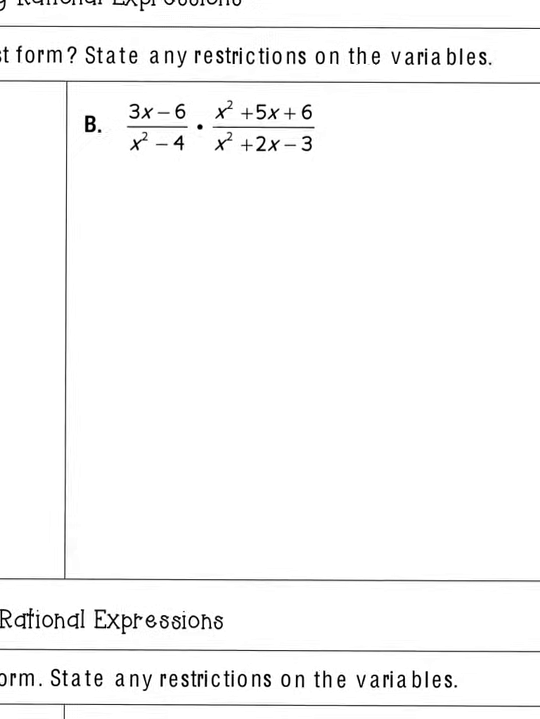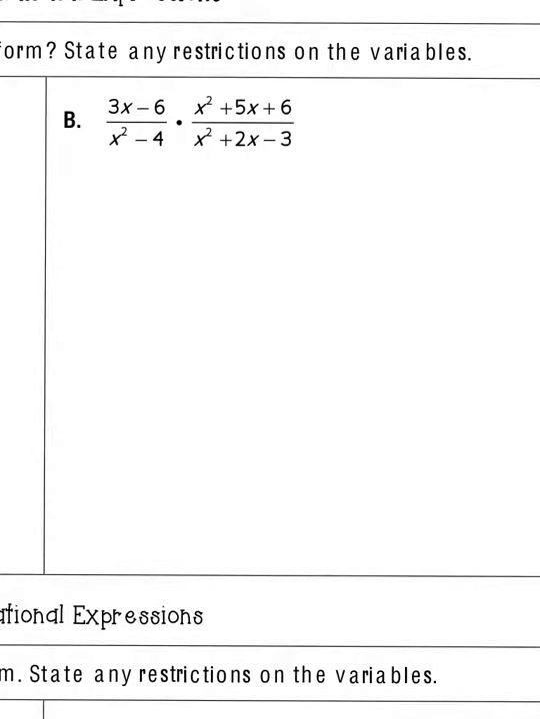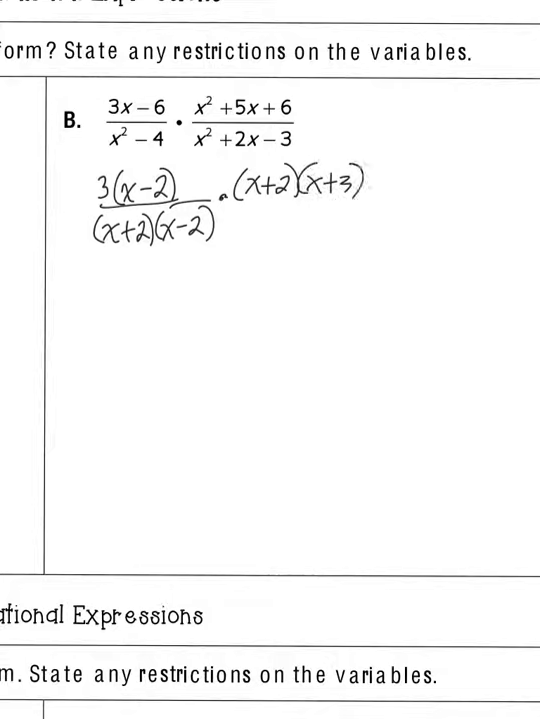Let's look at b. For b, I can factor the first numerator as 3 times x minus 2. I would just suggest you pause the video at this point and see how you're doing. Can you factor? Can you cancel all the factors that you possibly could? And can you find the restrictions? And then restart the video. This denominator is x plus 2, x minus 2, times this numerator, x plus 2, x plus 3, and the last denominator is x plus 3, x minus 1.